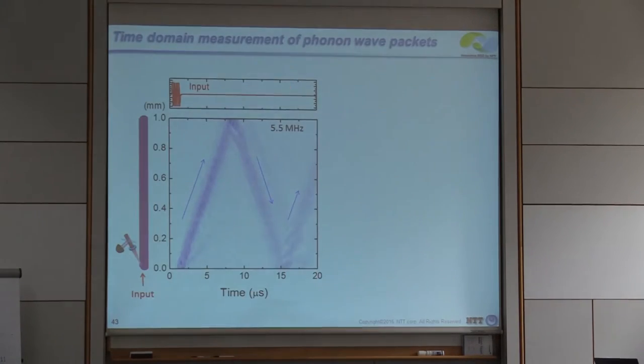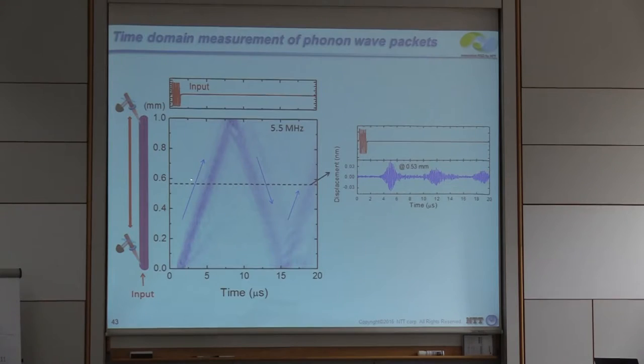Okay, and this is a time domain measurement. So when you excite the vibrations at this end and detect the vibrations at any point along this waveguide, the x-axis is the time and the vertical axis is the position. So you can clearly see that this wave packet propagates in this direction, is reflected by this end, and comes back. So this is a time domain measurement at a specific point here.